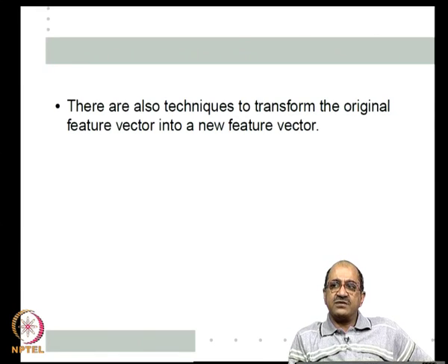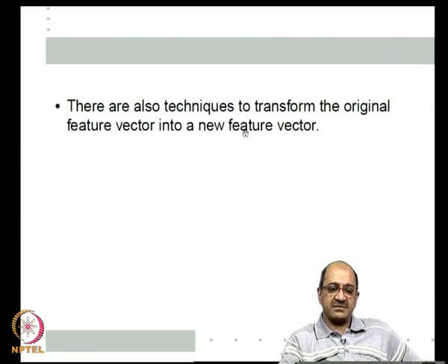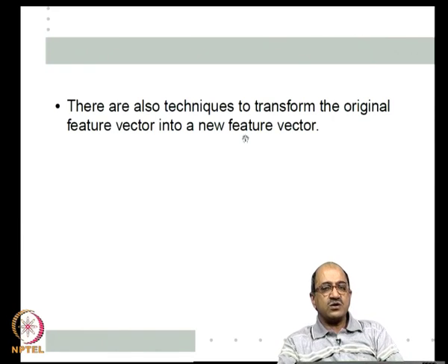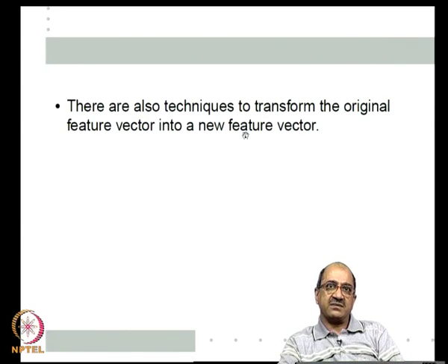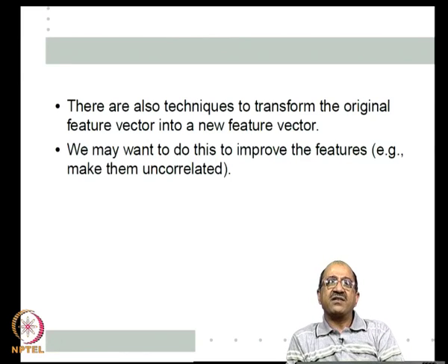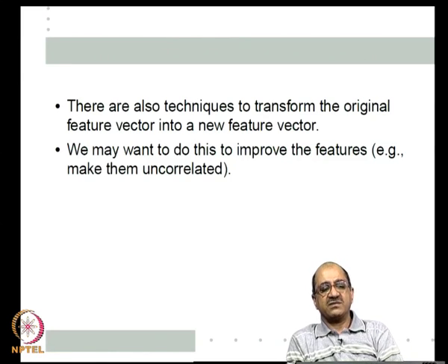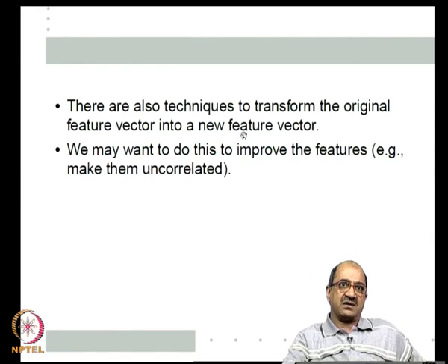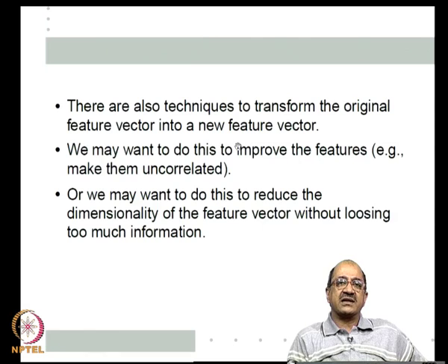Given that I have measured these features, can I manufacture new features out of these features? For example, maybe certain linear combinations of these features may give me better features for discrimination. Right? So, there are also techniques to transform the original feature vector into a new feature vector. We may want to do it for many different reasons. We may want to do this to improve the features. For example, we may want to make them uncorrelated, or we may want to make them better at classification, or we may want to do dimensionality reduction.